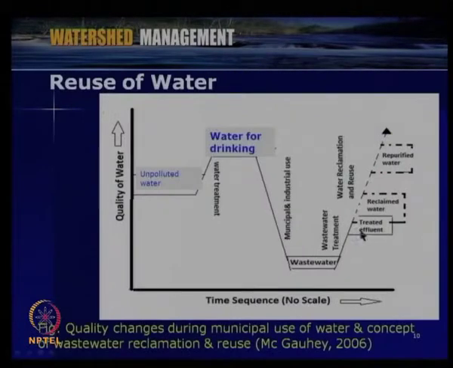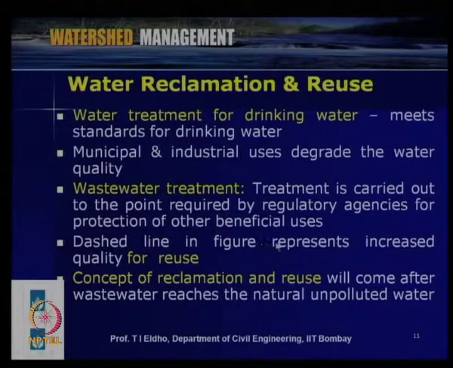In this figure, the dashed line represents increased quality for reuse, and the concept of reclamation and reuse comes after the wastewater reaches the natural unpolluted water. If we are putting the reclaimed water into natural unpolluted water, we have to study the effects of all these aspects appropriately. Only then can we send this effluent to natural water sources, from which we are directly using the water for various purposes. We have to see that the standards are maintained for the reclaimed water that will be mixing with the other sources of water.